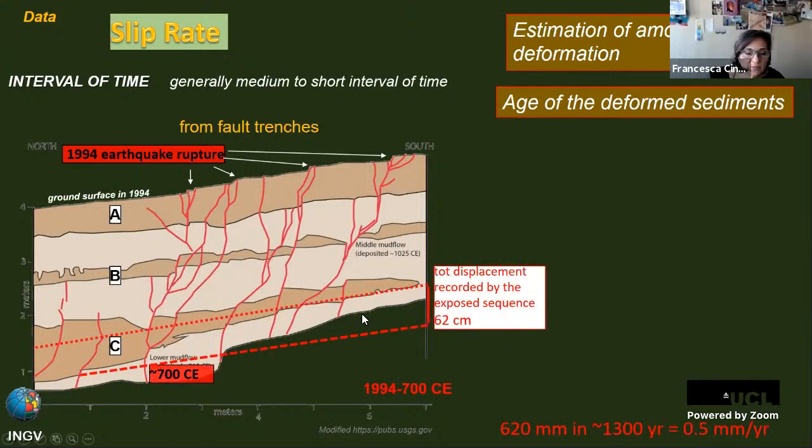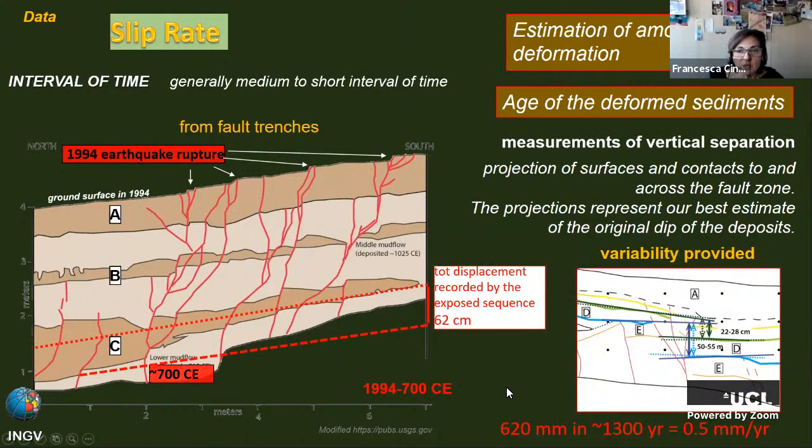So slip rate: we measure the total displacement recorded by the exposed sequence all across the fault zone, and if we have the age of the deposits exposed, we can measure our slip rate. That is, in this case, the total displacement accumulated in the time span between the occurrence of the 1994 earthquake rupture and our age, which is in this case 700 CE.